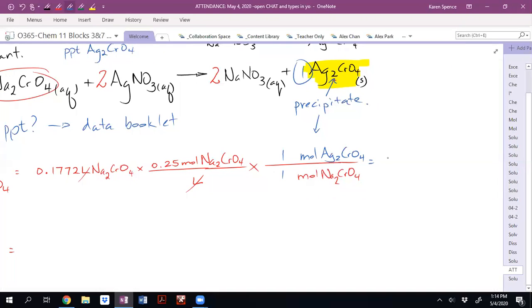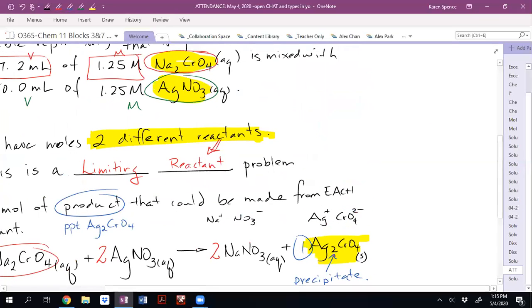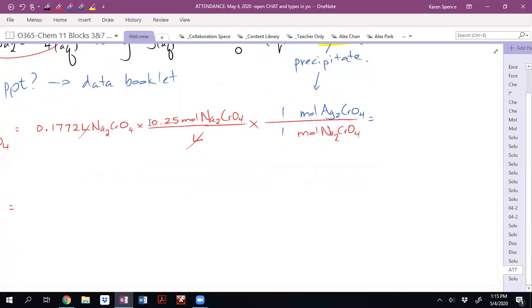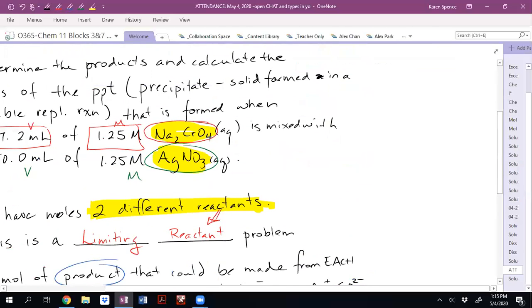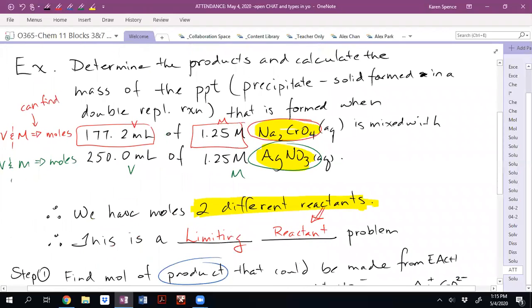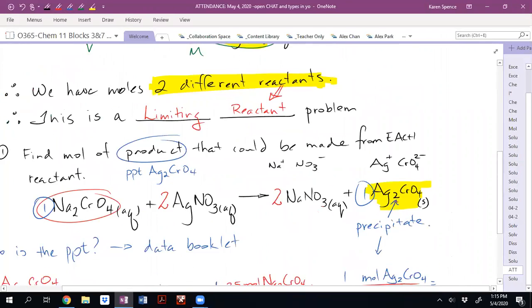Wait, hold on. Did you say 1.25 moles per liter? Oh, I did it wrong. Sorry. I forgot a 1. And what was the amount of milliliters for silver nitrate? The amount of milliliters per silver nitrate? Yeah, I lost track of where I was going. Don't even worry. The amount of milliliters of silver nitrate is 250. All right, thank you.